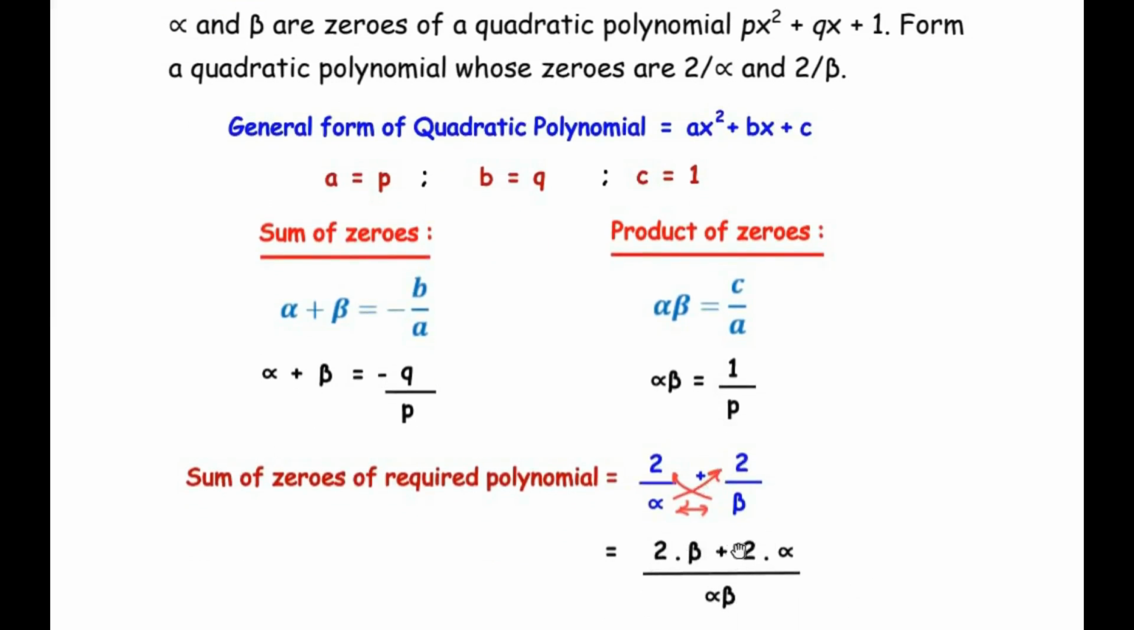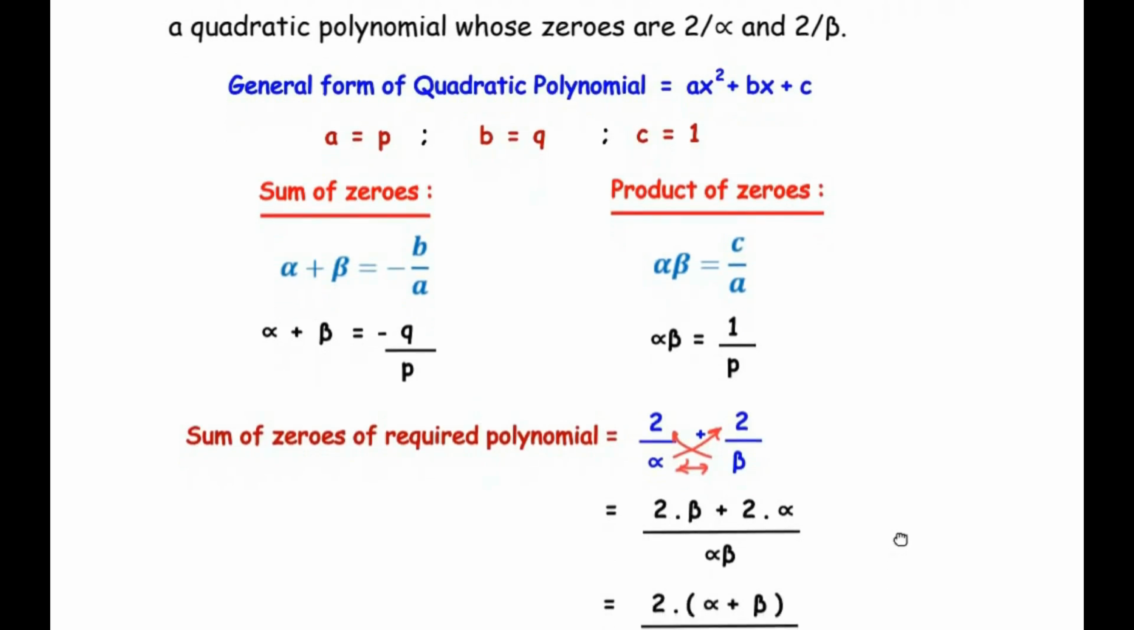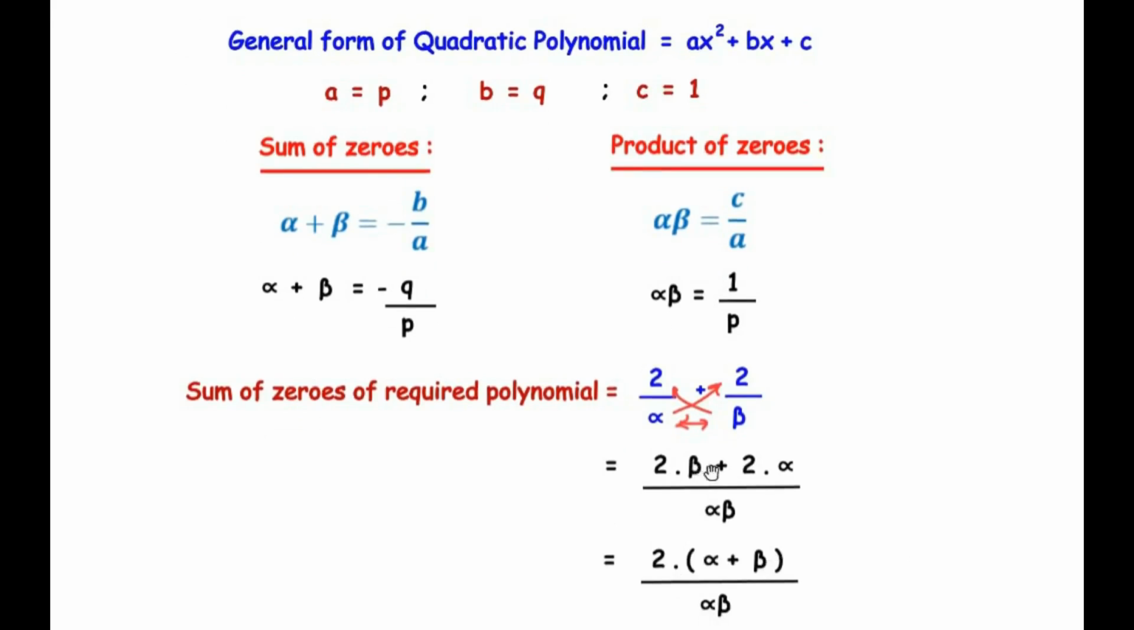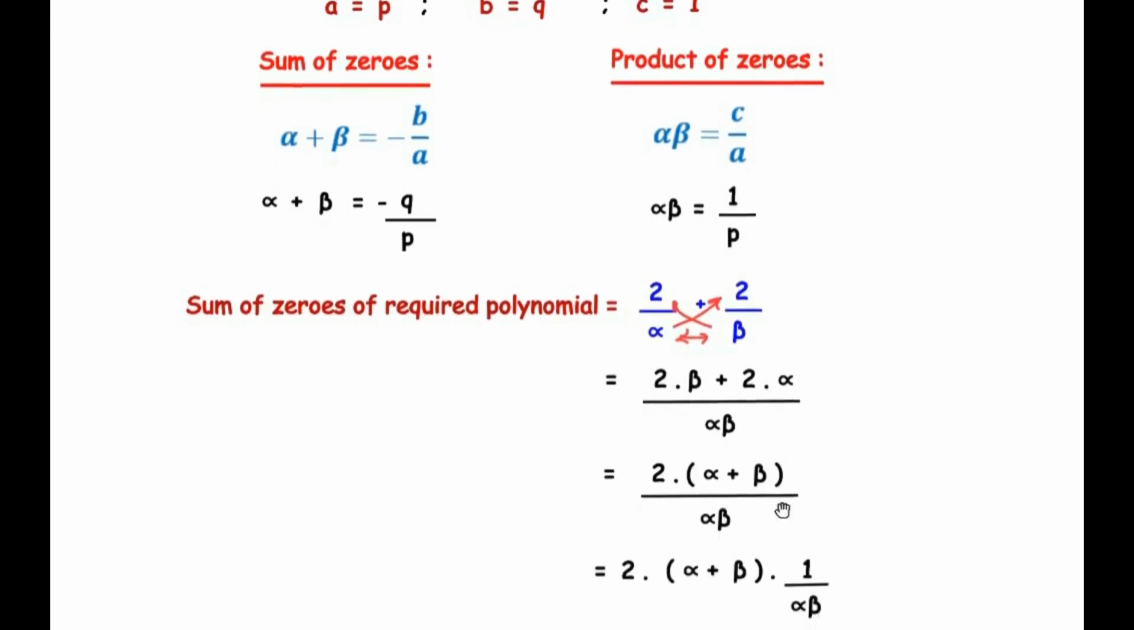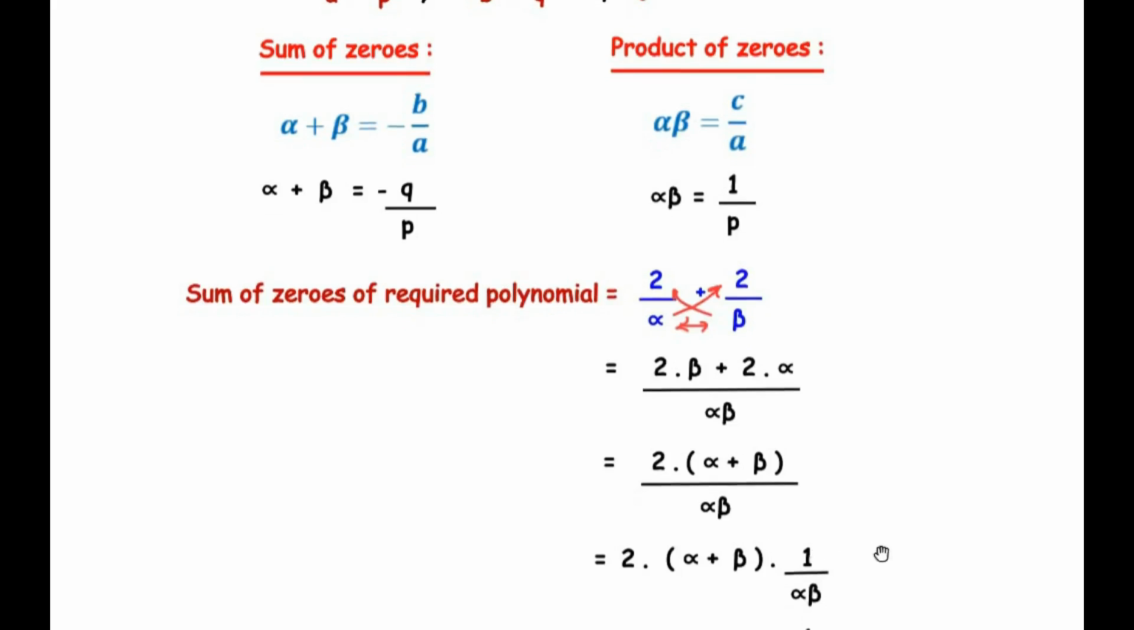Now in the numerator we can see that 2 is a common factor. So we are going to take it out, giving us 2 times alpha plus beta, or beta plus alpha, over alpha times beta. Now we can also write this fraction as 2 times alpha plus beta times 1 over alpha beta. Now these both are same. I did this because we are going to plug in the value of alpha plus beta that we have got over here, and alpha beta over here.